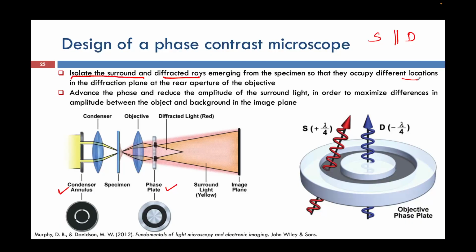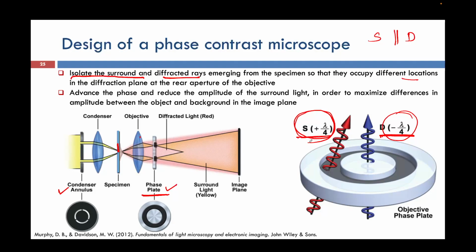That means this ray, if I am putting the condenser annulus, it will focus it on the specimen here, and then from the specimen the objective is there, and after the objective I am putting one thing called a phase plate. What does this phase plate do? The thickness of this phase plate I will choose in such a way that the diffracted ray will be retarded, the phase of this diffracted ray will be retarded by lambda by 4, and the phase of this undeviated ray or the surrounding wave will be advanced by lambda by 4.